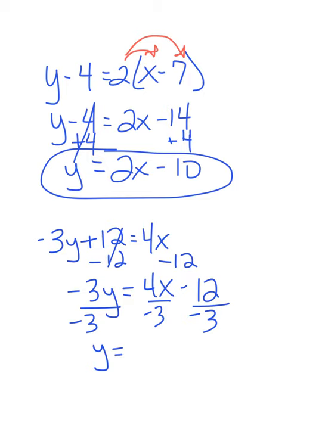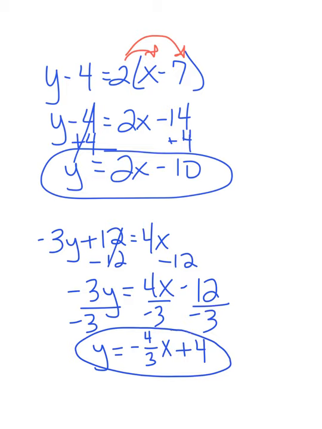All right, now this is going to be 4 divided by negative 3, so I'm just going to write that as a negative 4/3 x. Keep in mind that it doesn't really matter where that negative is located, just that there's only one negative. If I write it with the numerator or with the denominator or out in front of the fraction, it's still the same thing. And then negative 12 divided by negative 3 is going to make this a positive 4. So y equals negative 4/3 x plus 4.